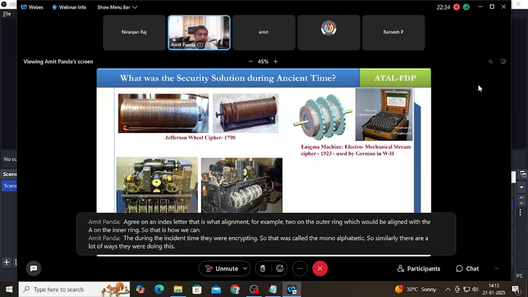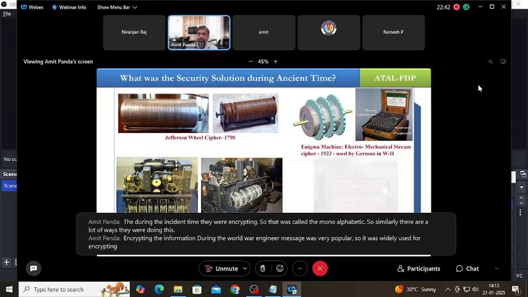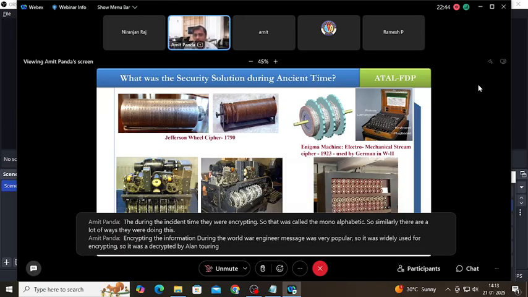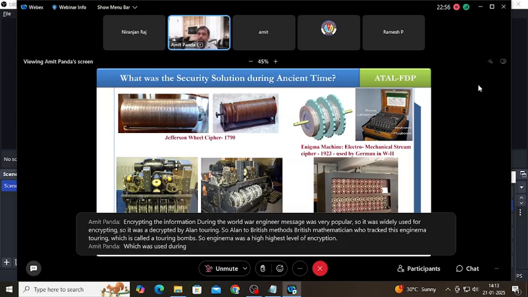You're encrypting the information. During the World War, the Enigma machine was very popular, widely used for encrypting. It was decrypted by Alan Turing, a British mathematician, who cracked the Enigma with what is called the Turing Bombe. Enigma was the highest level of encryption used during the World War. It was used by the Germans, and Alan Turing cracked it.